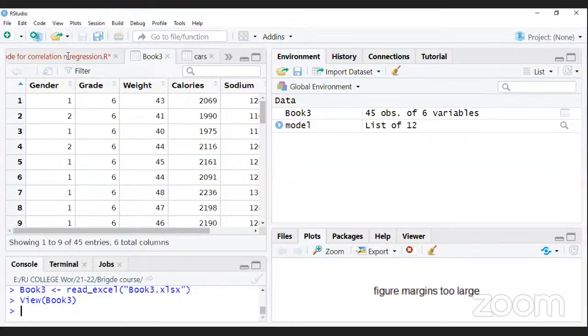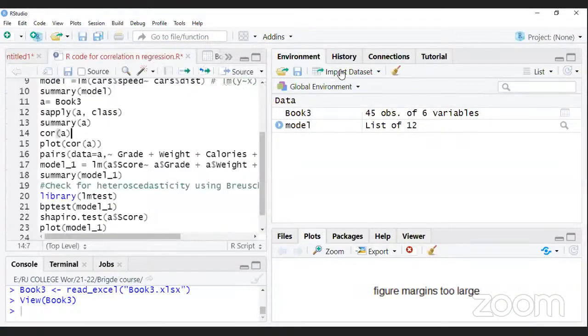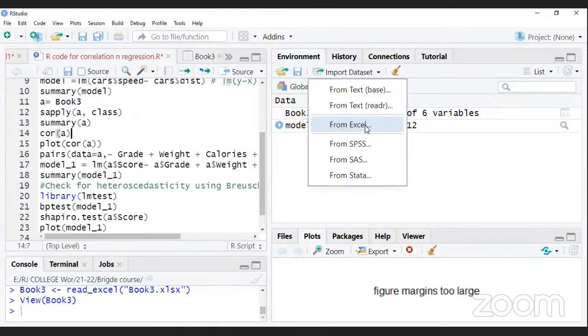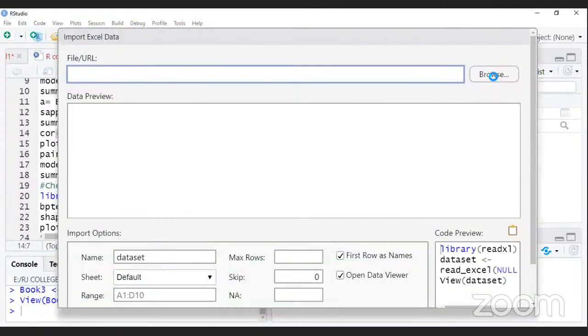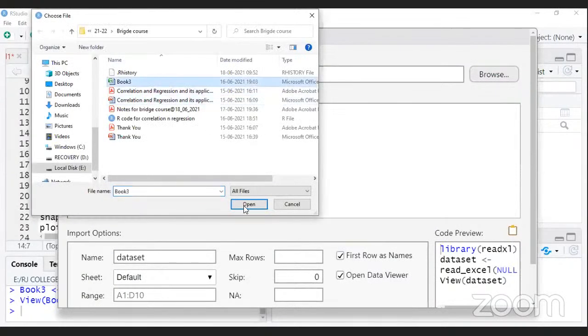Okay, I'll repeat it. So what you have to do, just click on import data set. I hope this time you are able to see the R window. Go to import data set. Click on from Excel. Okay, select your file, which is book 3.